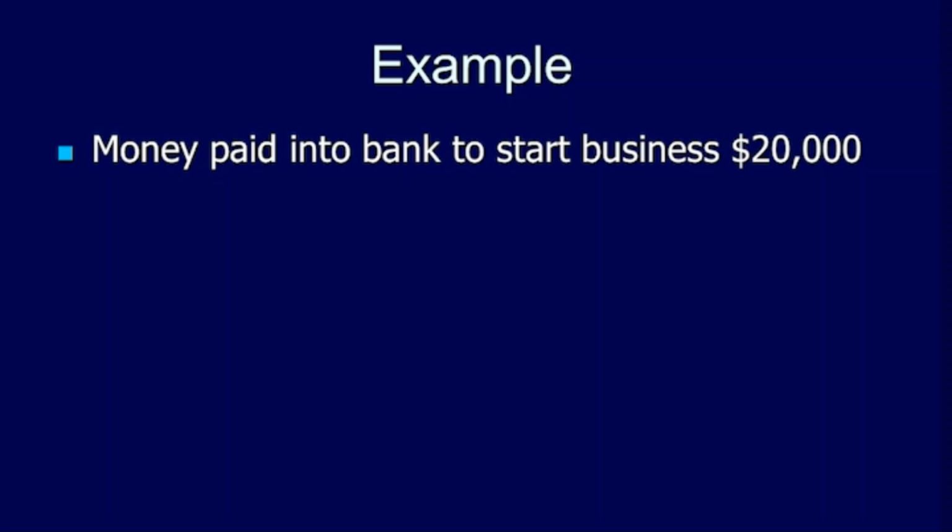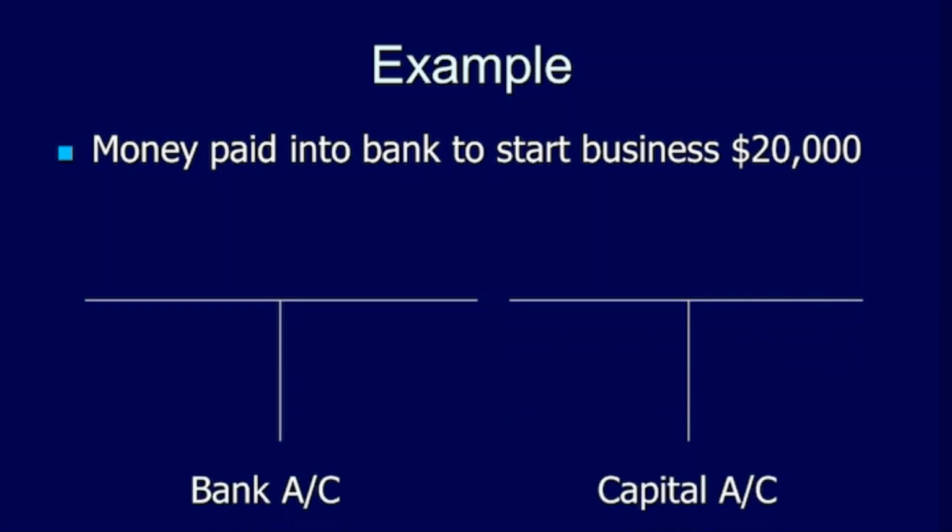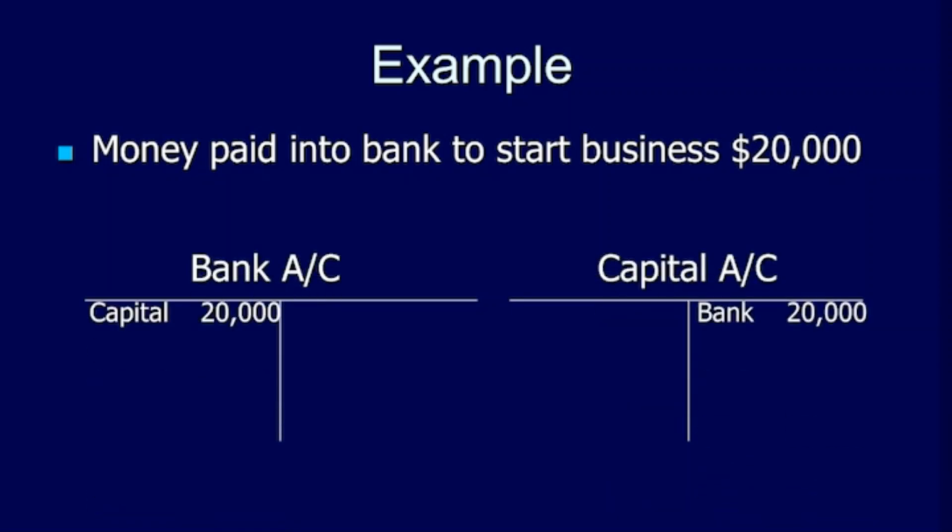Example number 2. Money paid into bank to start business. The double entry for this business transaction, bank account debit, capital account credit. Bank account debited because money deposited into bank, therefore bank account balance increases by 20,000, resulting in a debit entry in the bank account. Capital account credited 20,000 because the owner invested 20,000 into the business. Therefore, capital increases by 20,000, resulting in a credit entry in the capital account.